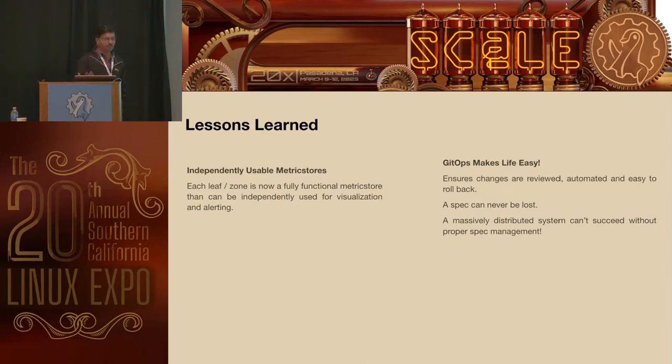And without GitOps, we would not have been able to even get off the ground with this installation because the operational cost to manage everything would be extremely high.